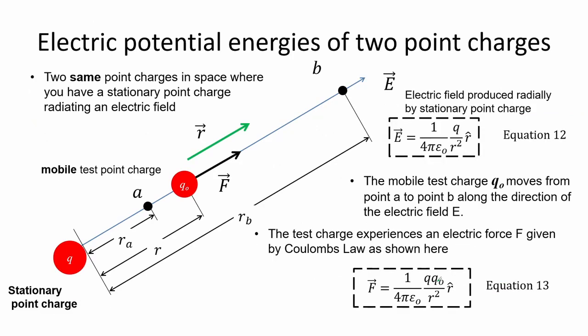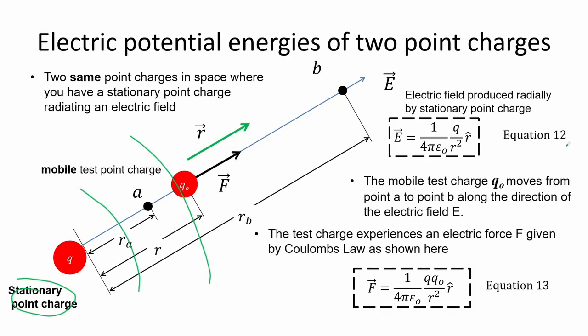We now consider the behavior between 2 point charges. In this case we have two same point charges in space where you have a stationary point charge radiating an electric field. The electric field produced radially by a stationary point charge is given by equation 10. The mobile test charge Q0 moves from point A to point B along the direction of the electric field E.